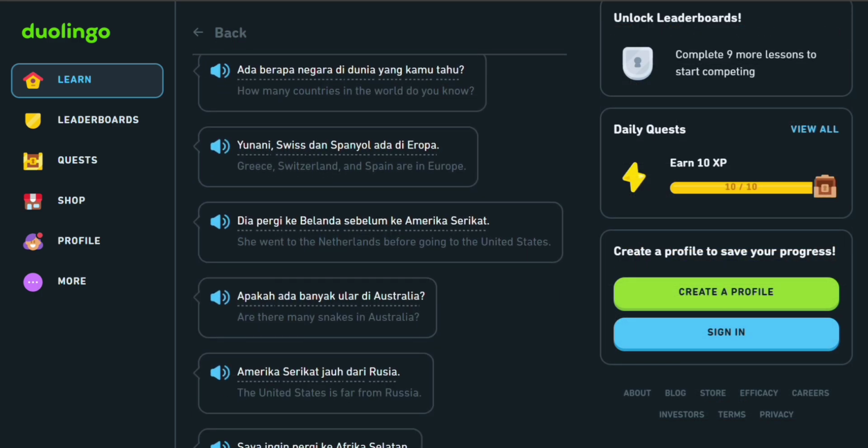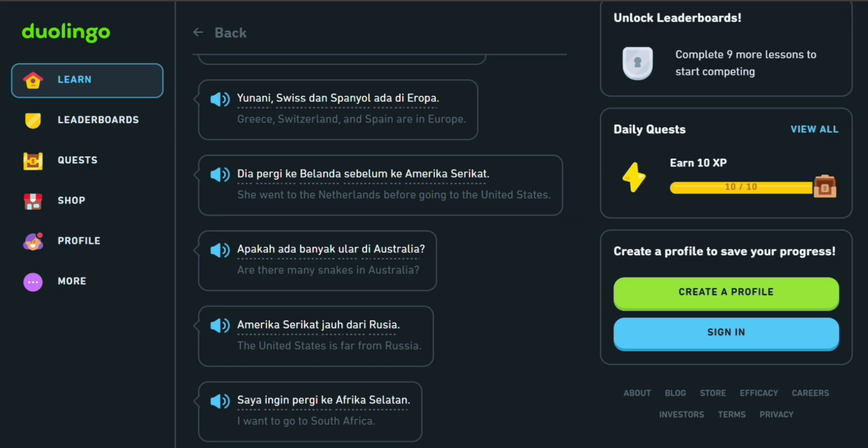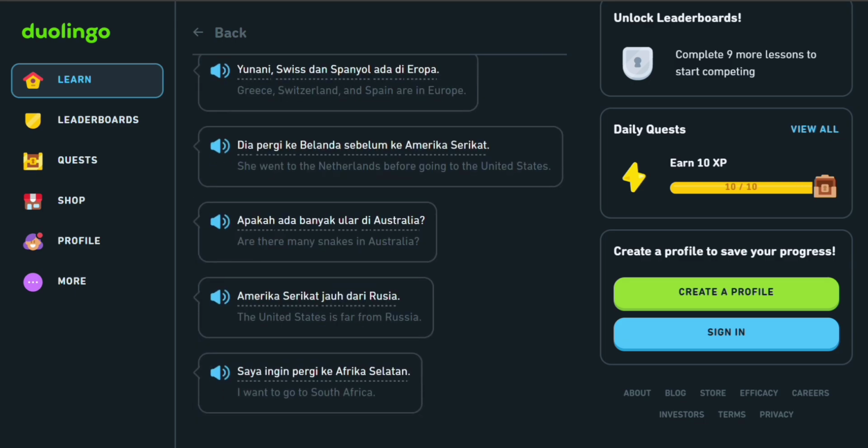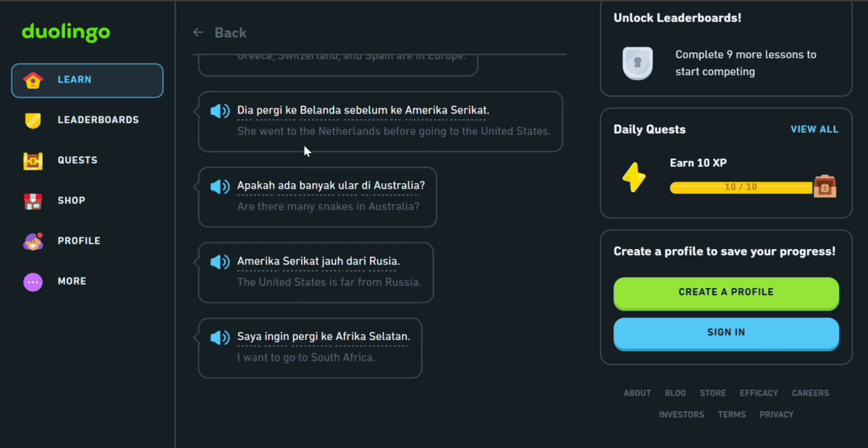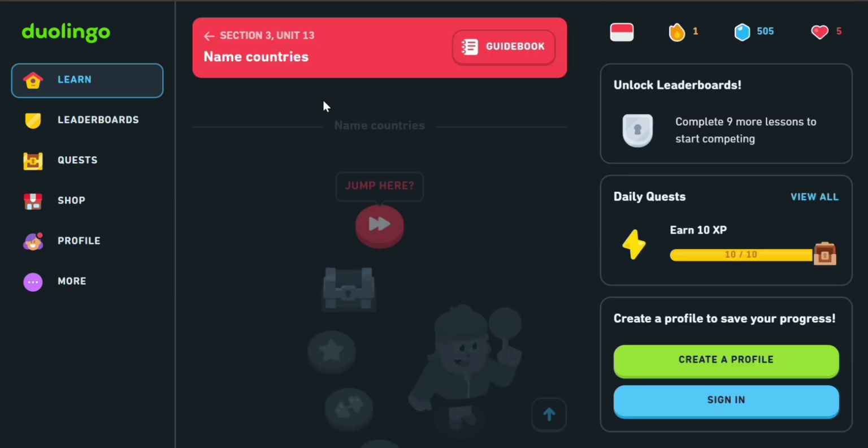So if you are planning to learn Indonesian, I strongly recommend finding other resources, because Indonesian Duolingo is not going to help you much. So let's jump ahead to unit 13.